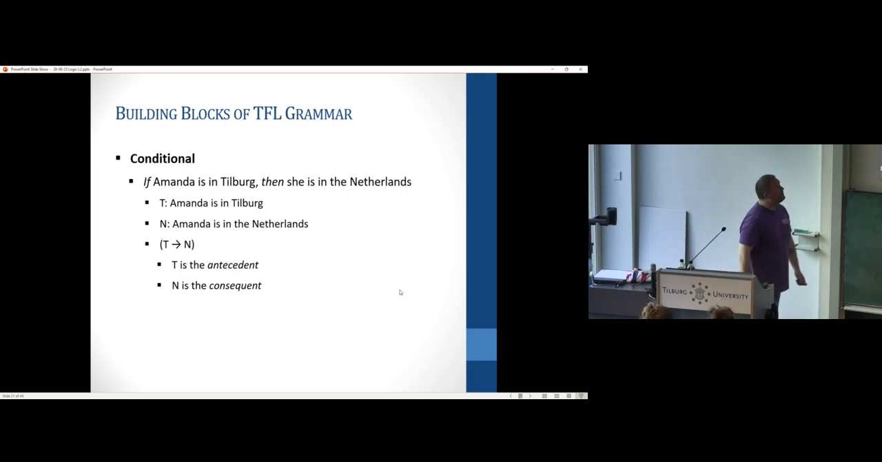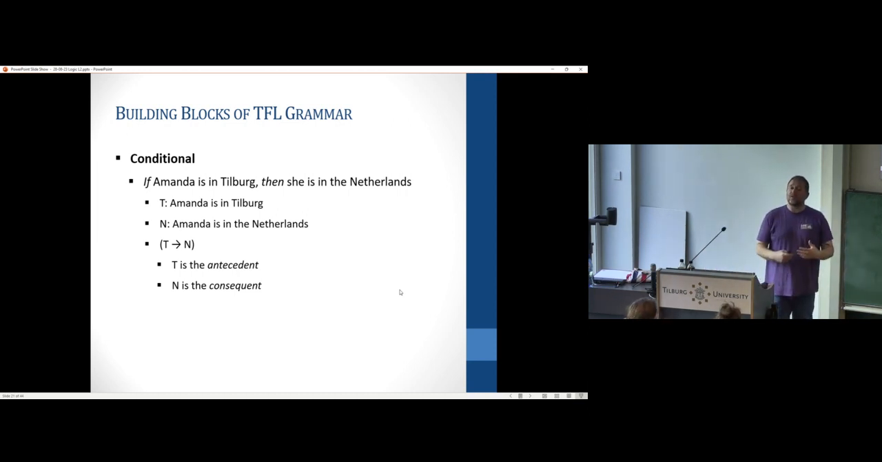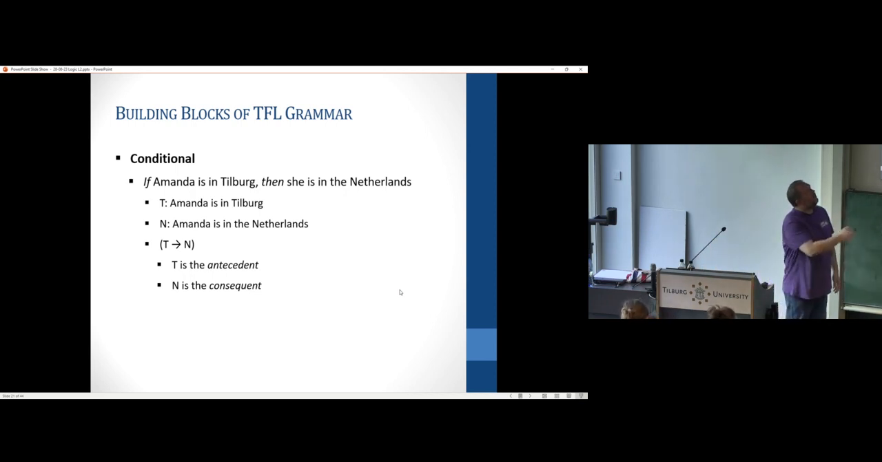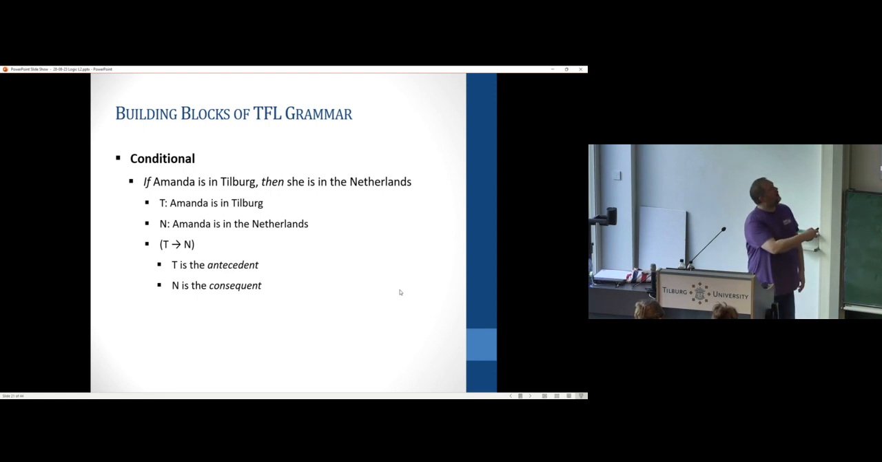So our 4th connective is the conditional. We talked about this yesterday for quite a bit in the tutorial. But the conditional is the way for us to say if then. So we have in English, if Amanda's in Tilburg, then she's in the Netherlands. We can have T is Amanda's in Tilburg, N is Amanda's in the Netherlands, and then we'll have T conditional N.